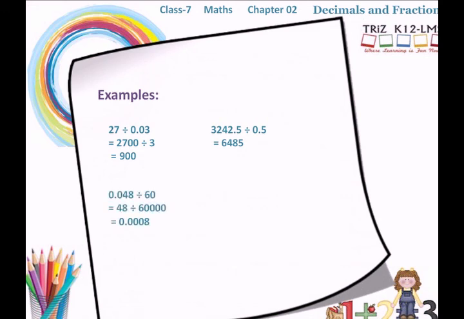0.048 divided by 60 is equal to 48 divided by 60,000 is equal to 0.0008. 30.94 divided by 0.7 is equal to 30.94 into 10 divided by 0.7 into 10 is equal to 309.4 divided by 7 is equal to 44.2.